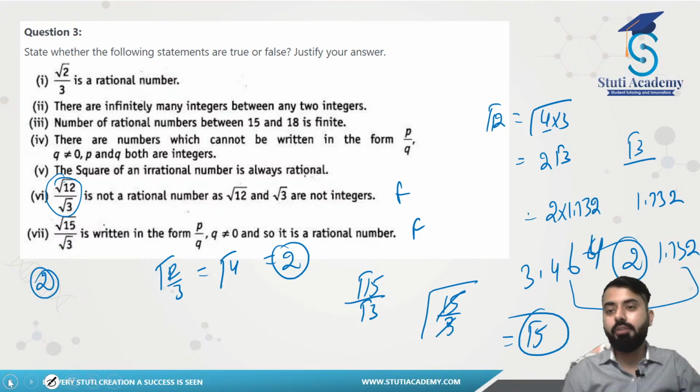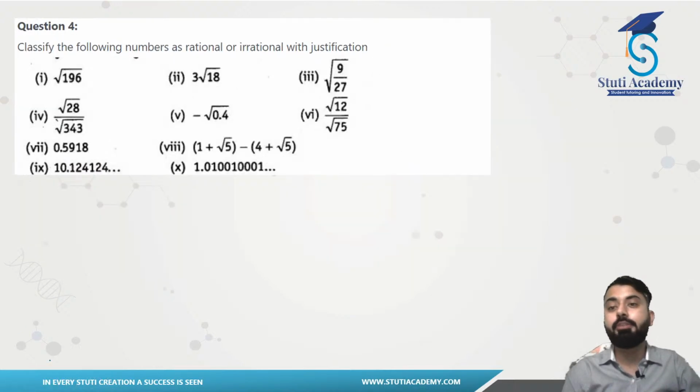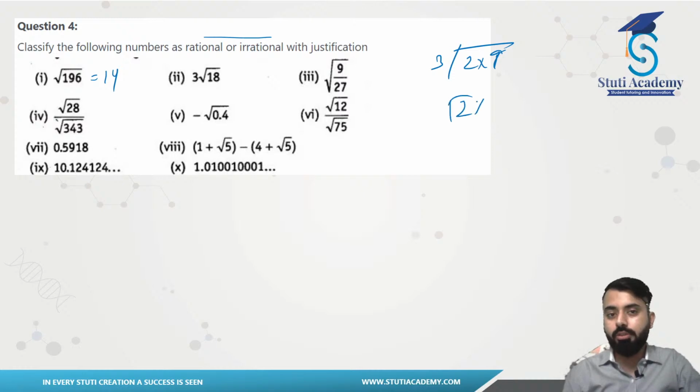Now let's see, what do we have in question 3? Actually, next part, question 4. We have to classify the following as rationals or irrationals. You can easily do this one. This will be 2 into 9 under a square root, which is square root of 2 into 3 into 3, that will be 9 root 2. This is irrational.